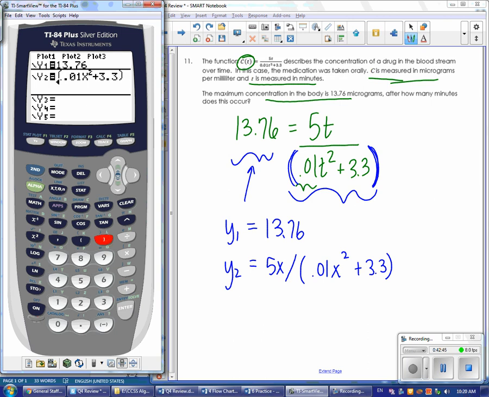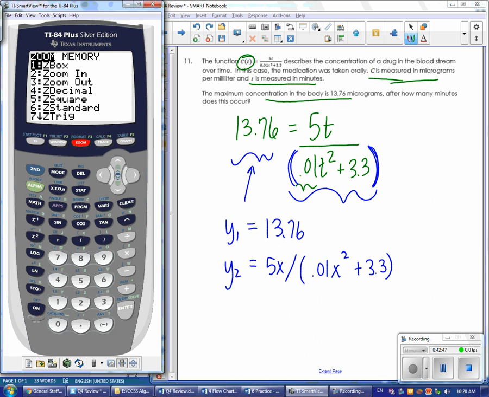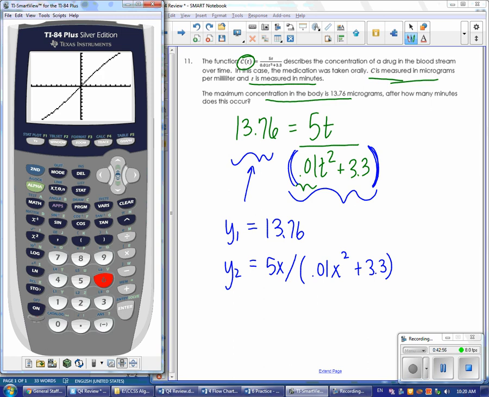And I usually start on a standard window. So if I go to zoom, I'm going to choose zoom 6. A standard window goes from -10 to +10 on both the x and the y axis. Okay. And when I do that, I see a graph.